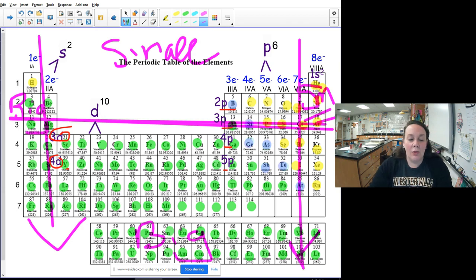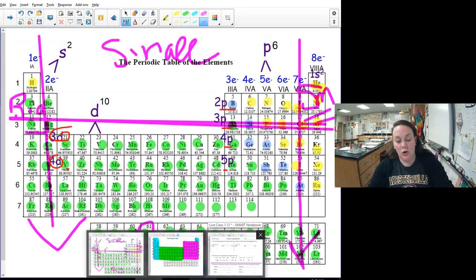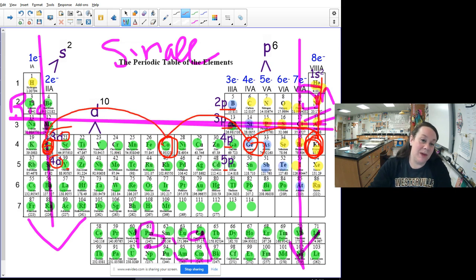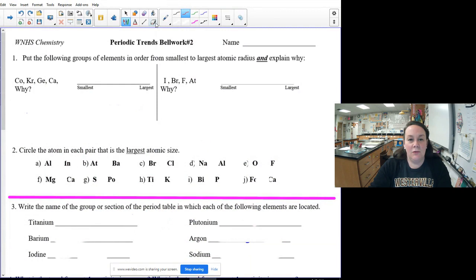For the first 2, if you're holding your paper, it has 3 examples it would like you to compare. It wants you to compare cobalt, which is right here, krypton, which is right here, germanium, which is right here, and then calcium, which is right here. It wants you to write them smallest to largest. So which one is the smallest? Good, this side. So it would go krypton, germanium, cobalt, and the largest would be calcium. So hopefully you're feeling good with that trend.